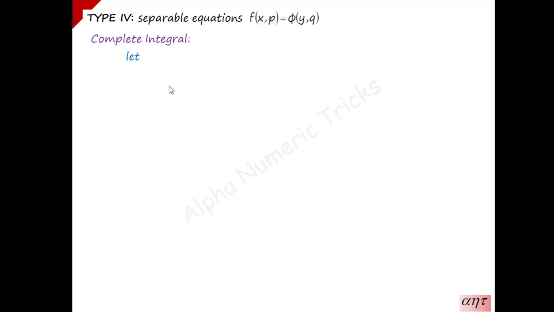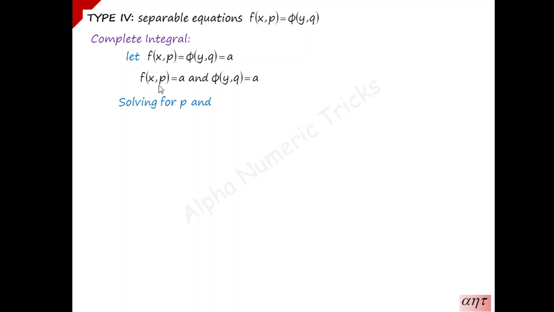How to get the complete integral is, we have to substitute the given problem to be equal to the constant a, because after grouping x terms together and y terms together, you have to equate that to some other constant a, and then you can separate this. So you can write f of x comma p is equal to a and phi of y comma q is equal to a. You can write this way. From that we can find out the values of p and q.